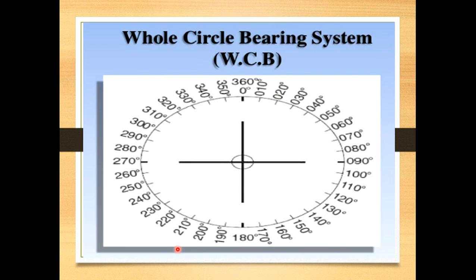Okay, so this is the diagram of the whole circle bearing system: first quadrant, second quadrant, third quadrant, and fourth quadrant. Okay, so this is the quadrant wise whole circle bearing system, which varies from 0 to 360 degree, right?